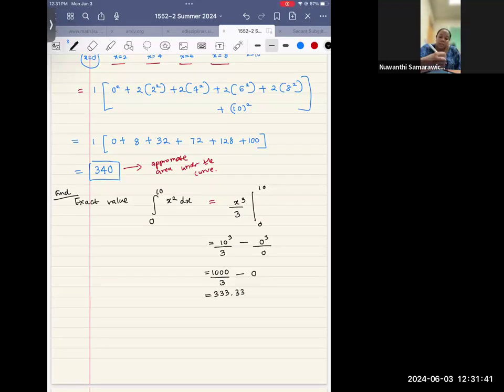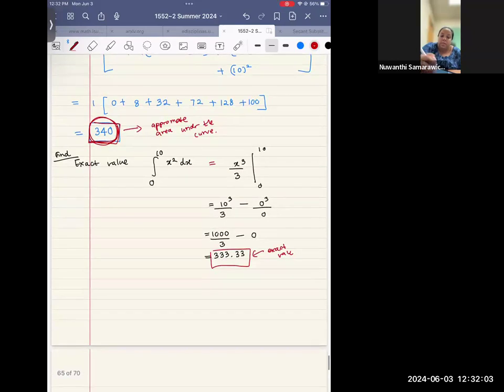Okay, now you see, it is very close, right? This is our approximation after using the trapezoid rule. This is our exact value. So this 340 is very close to 333.33. Okay, so compare, if we use the left-hand rule and the right-hand rule or the midpoint rule, if you want to try, you can try.